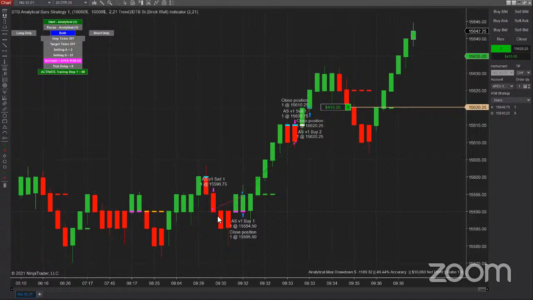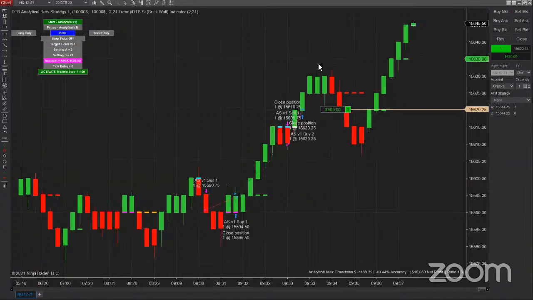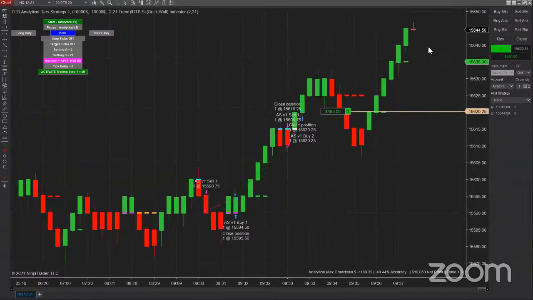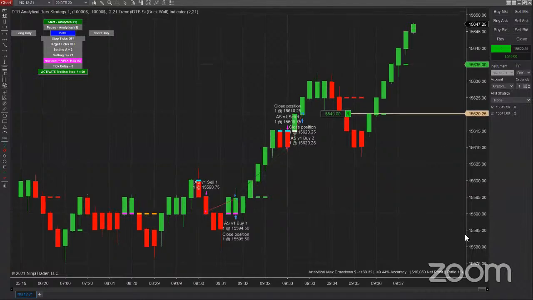So a little bit of bouncing around at the beginning of the session. We had a sell and then a buy and then a buy and then a sell and then a buy, and now it looks like the price has got a bit of direction at this stage.